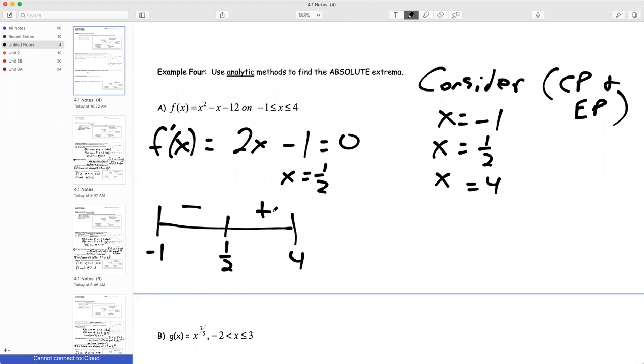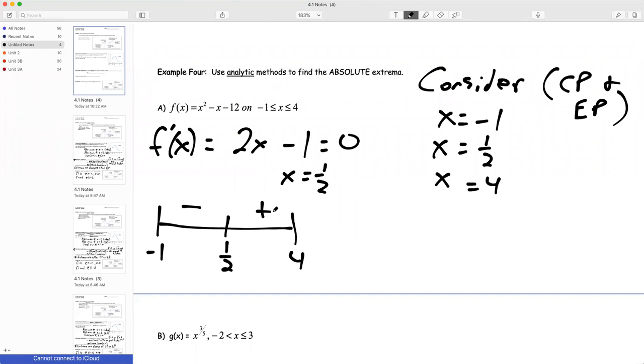Okay, so now I need to find which one of these points is the absolute max and which one is the absolute min. And I know that they exist because of the extreme value theorem. I have a parabola, which is continuous. I have a closed interval, so there's got to be an absolute max and there's got to be an absolute min. Which one is which? Well, the absolute max will have the highest y value. That makes sense? And the absolute min will have the lowest y value.